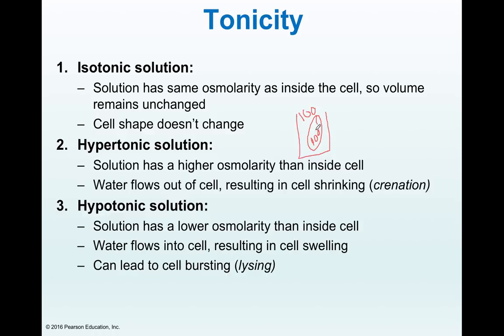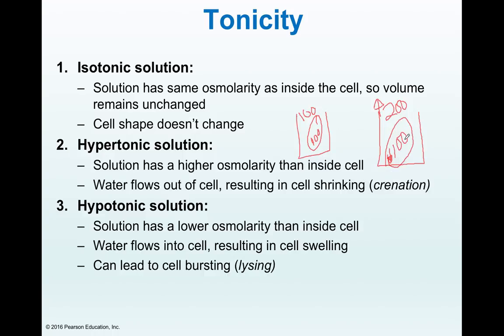Now, the second scenario we have is hypertonic. So let's look at an example for hypertonic. So I have a solution. This is my solution. Let's give it a number, 200. And let's say my cell is 100. So 200 is a larger number, so I'm going to put the upward arrow, and 100 is a smaller number, so I'm going to put a downward arrow on it.